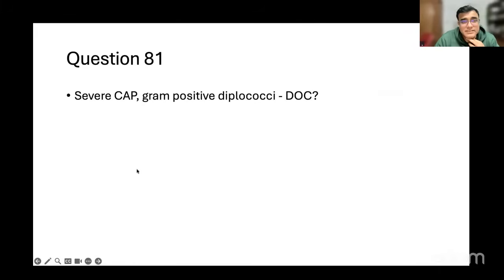Severe CAP, gram-positive diplococci, drug of choice. Gram-positive diplococci is probably Strep pneumoniae. Probably Strep pneumoniae with severe CAP.